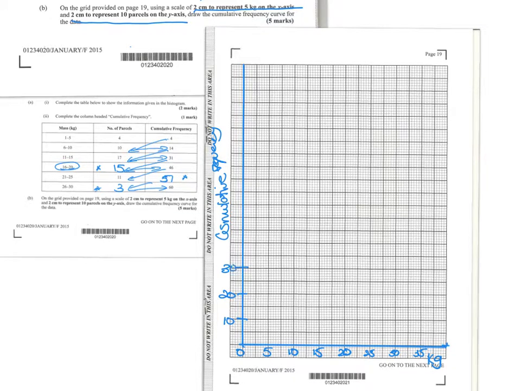So the first point we'll put is 5.5, 4. Since between here and here is 2 centimeters, it means that every little block is half a centimeter. So this will be 5.5, 4 here. 10.5, 14. So we look for 10.5 and 14 on the y-axis. So that's there. Then the next one will be 15.5, 31. So 15.5 and we go to 31.